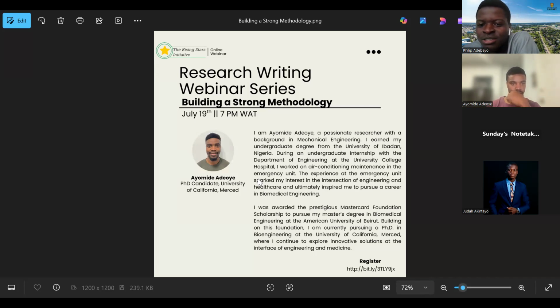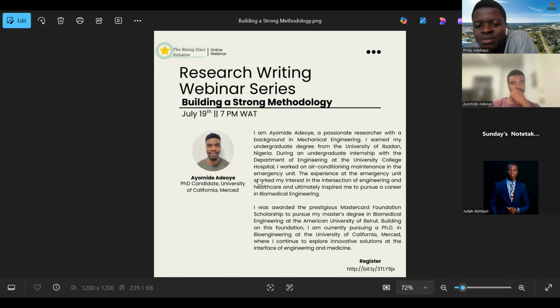During his undergraduate internship with the Department of Engineering at the University College Hospital, he worked on air conditioning maintenance in emergency units. The experience at the emergency unit sparked his interest in the intersection of engineering and healthcare and ultimately inspired him to pursue a career in biomedical engineering.